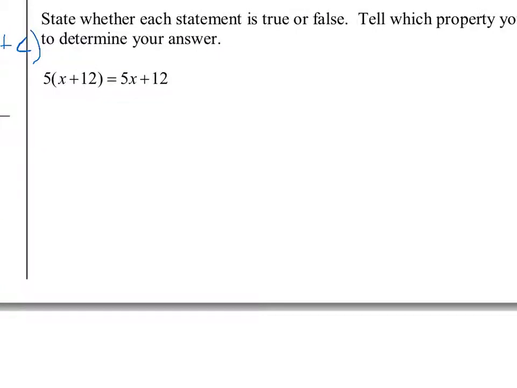State whether each statement is true or false. Tell which property you use to determine your answer. Give me a kip yes if this statement is true. Give me a kip no if this statement is false. Looking at this equation, give me kip yes if this is true, kip no if this is false. Everybody should be responding. Okay, let's start with a raised hand while 2 people are losing their paycheck dollars because they never participated.